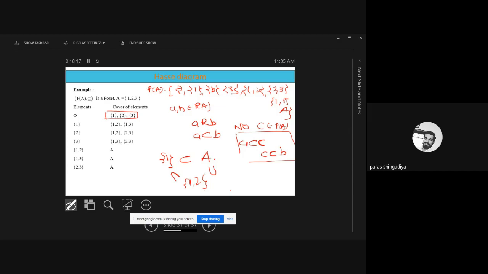So what does it mean? A is not a cover element of singleton {1}. Okay, only 2 pairs will be there, {1,2} and {1,3}. Is it clear? Is there any confusion why it is only 2 pairs? That is for singleton {1}, and after that for {2} and {3} it will be the same.